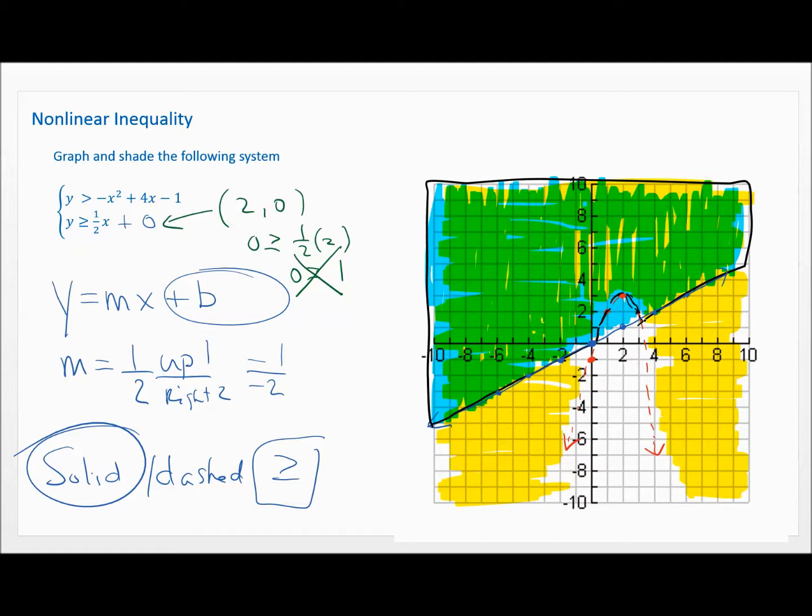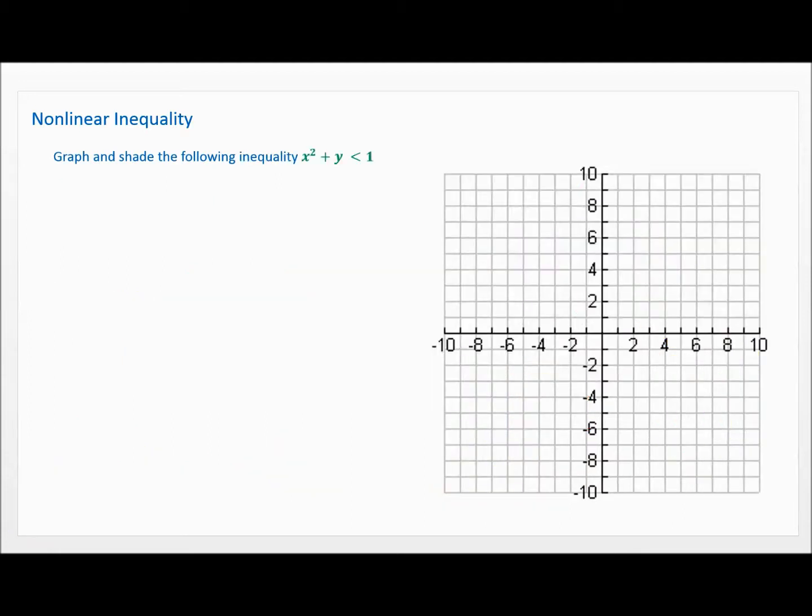Okay, let's try another one. So directions, graph and shade the following inequality. So we have x squared plus y is less than 1. Now, is that linear or nonlinear? Now, at the top of the title, I say nonlinear inequality, but that doesn't mean anything. How do you know this is linear or nonlinear? Well, I know because of the x squared. Remember, anytime you have your y or x raised to a power, you're not dealing with a straight line anymore, unless something can be canceled or simplified. But this is not the case. Nothing cancels or simplifies here.